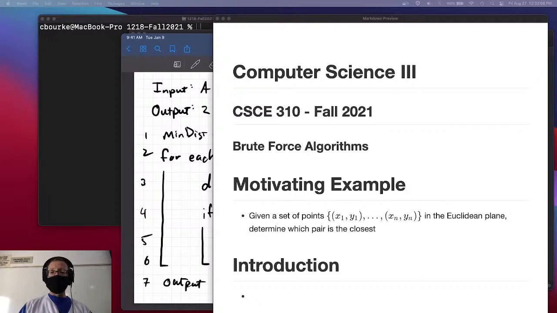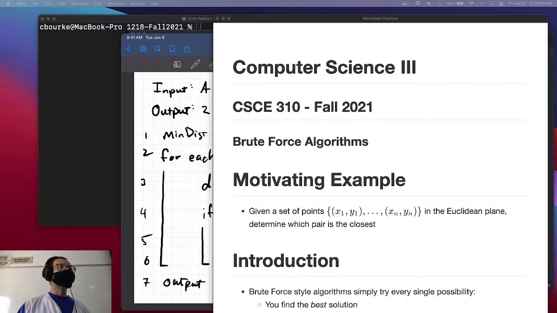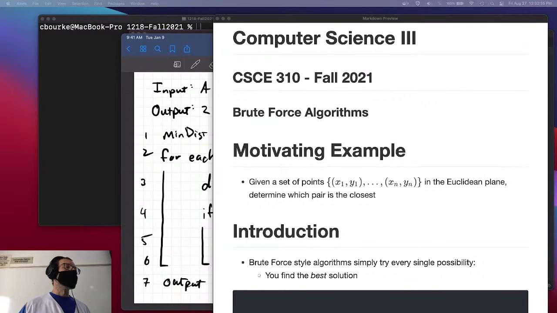So brute force style algorithms simply try every single possibility. Either you find the best solution. Right? Yes, in which case, how do you know that it's the best solution? You have to look at them all, right? Maybe. It depends on what the problem is. There are some problems that lend themselves to what are called greedy solutions or heuristics, where you don't have to look at every single possible solution. You can immediately solve it and find the optimal solution. These are optimization problems, right?